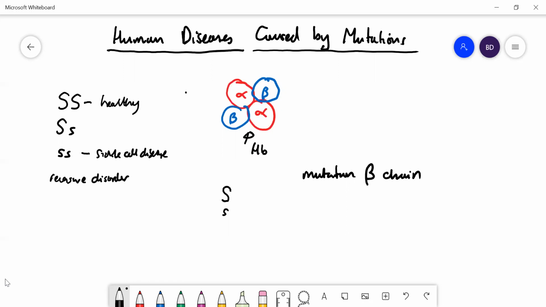Life expectancy is massively reduced. Frequently people die before their 30s. And if they are heterozygous, then they're not completely healthy. You could call it an example of codominance, but they don't experience that many problems, so we'll just say healthy there. Now, let's see what happens in sickle cell disease. We'll start off with the mutation.